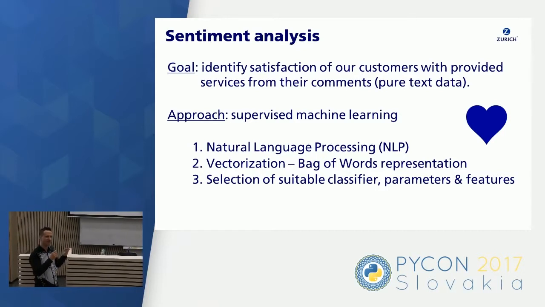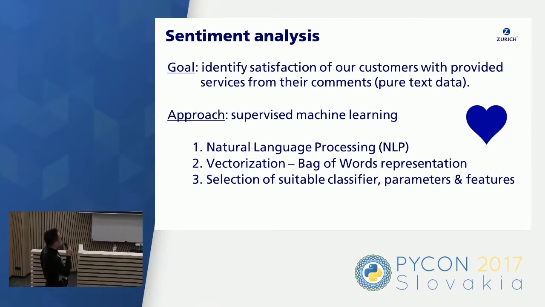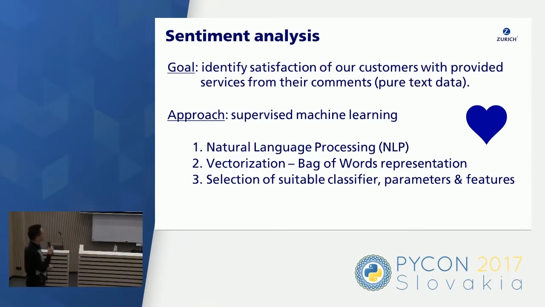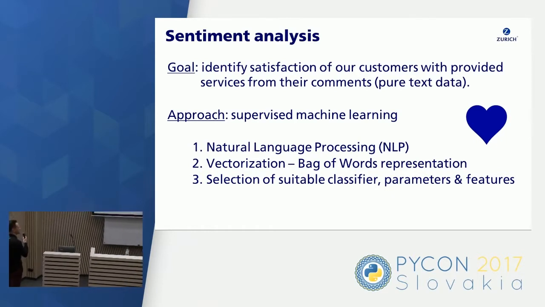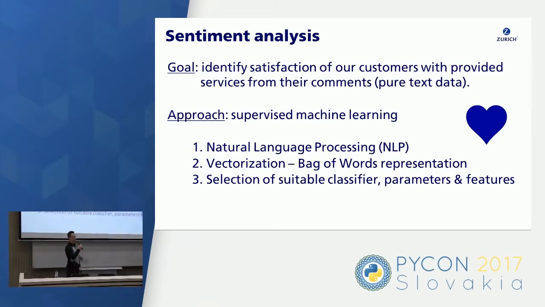And I must say that I'm going to show you only text data without the score, because I got data from the UK and they don't have any score 0 to 10, so I just have raw text data and I don't know whether the customer is happy or unhappy in advance. I have to detect it from this comment. And I'm going to use so-called supervised machine learning because I have labeled data, labeled by a human, by some colleagues from the UK. So I know the sentiment of these comments and I'm trying to build a classification model that can predict sentiment on new data. And I'm going to use natural language processing methods, some vectorization, the so-called bag of words representation. And then I play with selection of suitable classifiers, parameters and features.